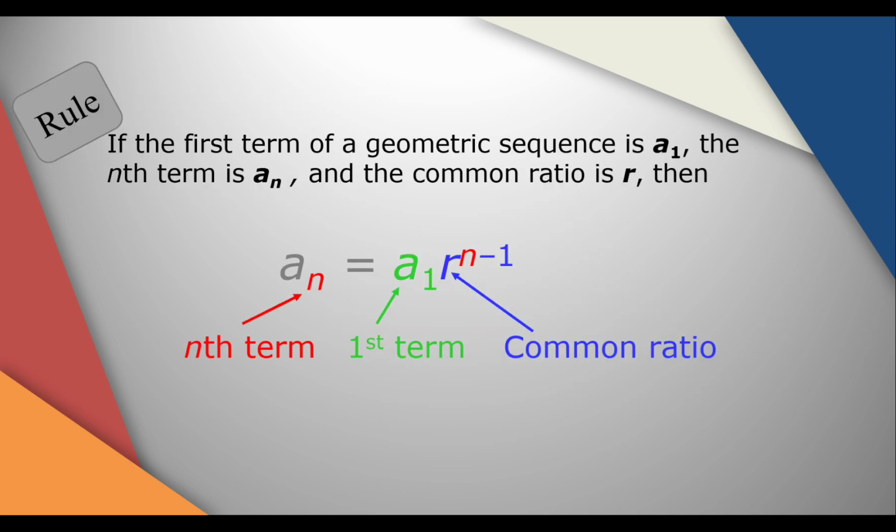Let us remember the rule. If the first term of a geometric sequence is a sub 1, the nth term is a sub n, and the common ratio is r, then we have a sub n is equal to a sub 1 multiplied by r raised to the difference of n and 1.